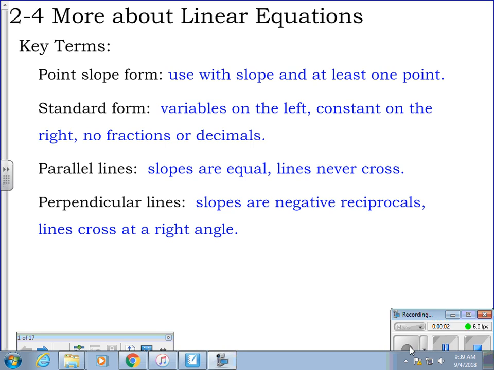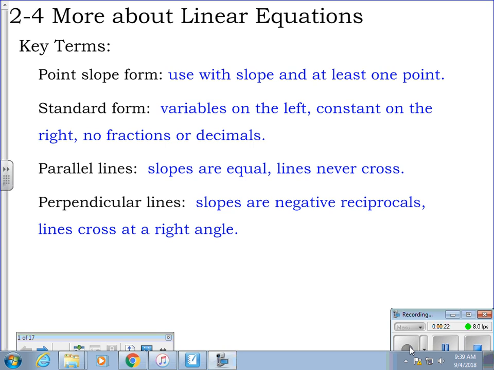Okay, so today we're working with more linear equations, writing lots of linear equations. That's mostly what we're going to do today. A little bit of graphing, but mostly we'll be writing equations. Key terms: point slope form, use the slope and at least one point.